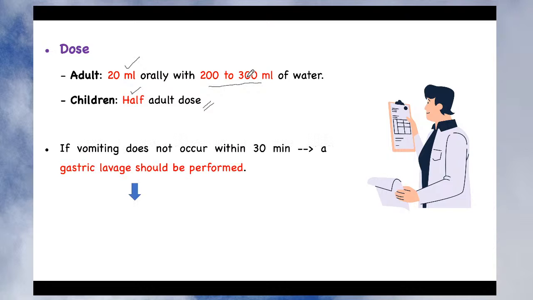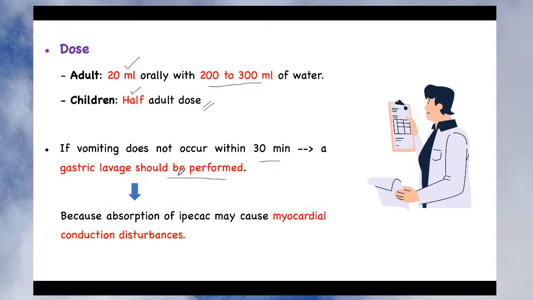Another important thing that you must remember in case of Ipecac syrup is, if vomiting does not occur within 30 minutes, a gastric lavage should be performed. Why? If there is no vomiting within 30 minutes, then what will happen? The drug will go into systemic circulation. And remember that although after going into the blood it activates the chemoreceptor triggering zone and further produces vomiting, ideally you should not allow absorption of the Ipecac. Why? What is the reason? Because absorption of the Ipecac may cause myocardial conduction disturbance.